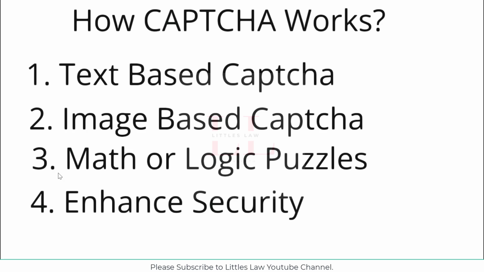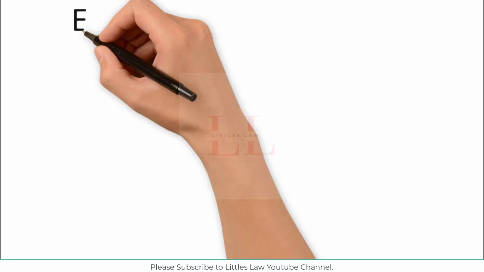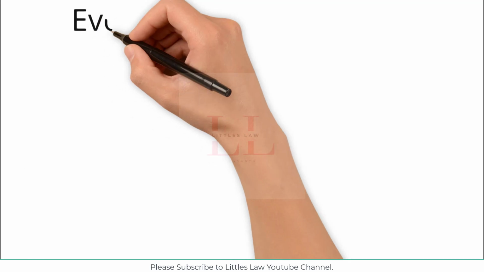So each type of CAPTCHA adds a layer of security, which makes it difficult for the bots to bypass, but keeps it easy for real users. And now we'll move to the next section. In this slide, we'll see the evolution of CAPTCHA, how it has evolved.